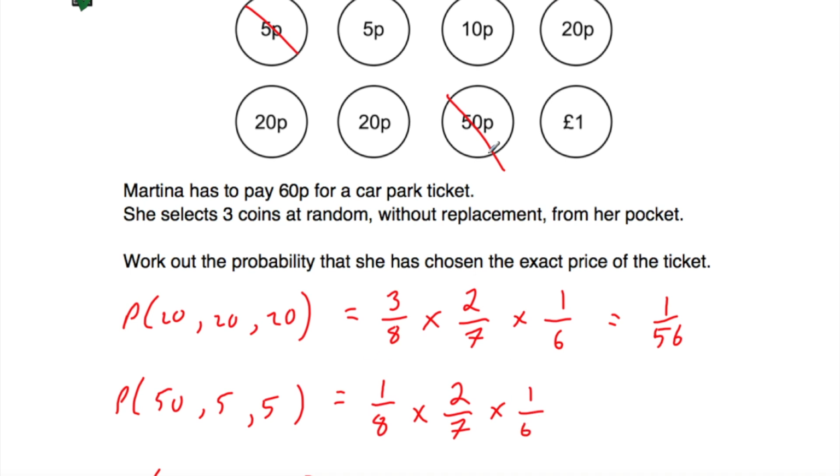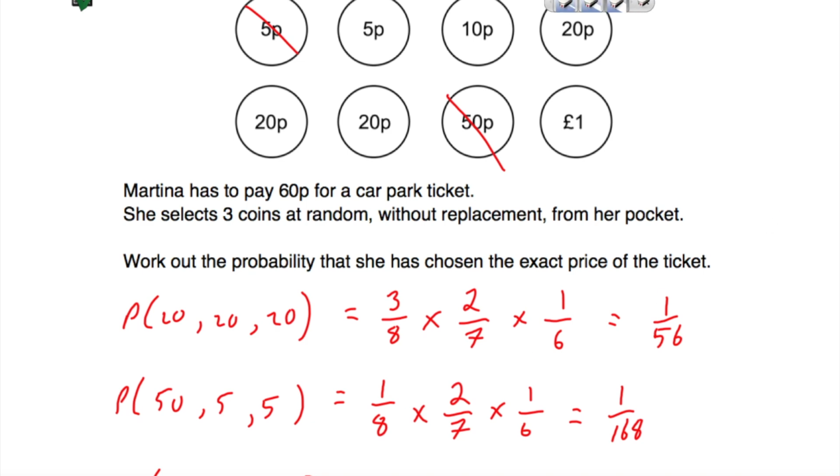So we've got 1/8, because the probability that the first coin being selected is the 50p is 1 out of 8. Then when that coin's taken out, there's 7 coins left, and there's 2 5p's, so the probability that the next one is a 5p would be 2 sevenths. And then whenever one of those 5p's is taken out, there's only 6 coins left, and the probability of it being a 5p would be 1/6. And then if we work that out, we get an answer of 1/168. And again, remember, it's a calculator question, so I've just typed that into my calculator.